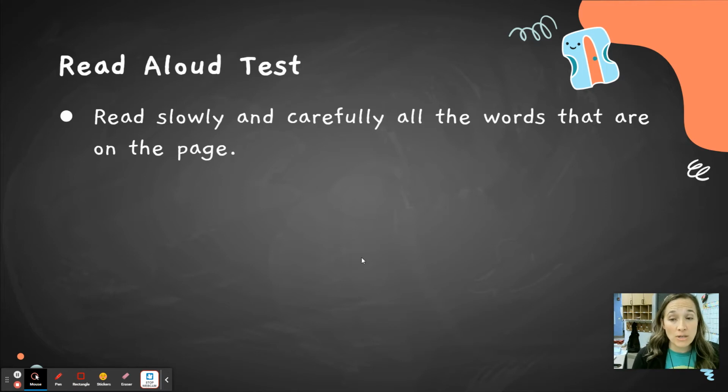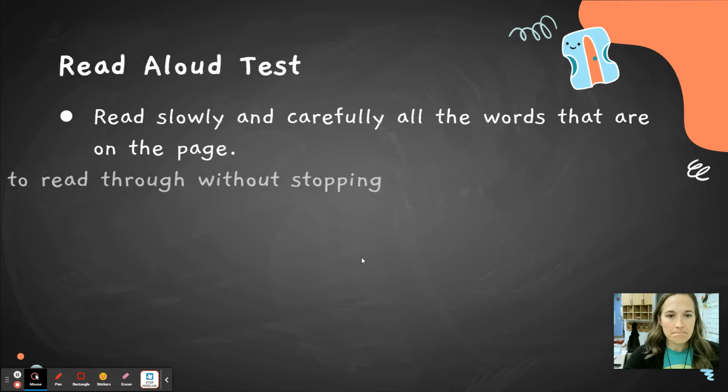So you're going to read slowly and carefully all the words that are actually on the page. I know that sounds kind of funny, but what ends up happening when you've written the text is your mind will think about the words you meant to put there, and you'll say those words. So make sure you're reading exactly the words that are written, not necessarily the words you meant to write.